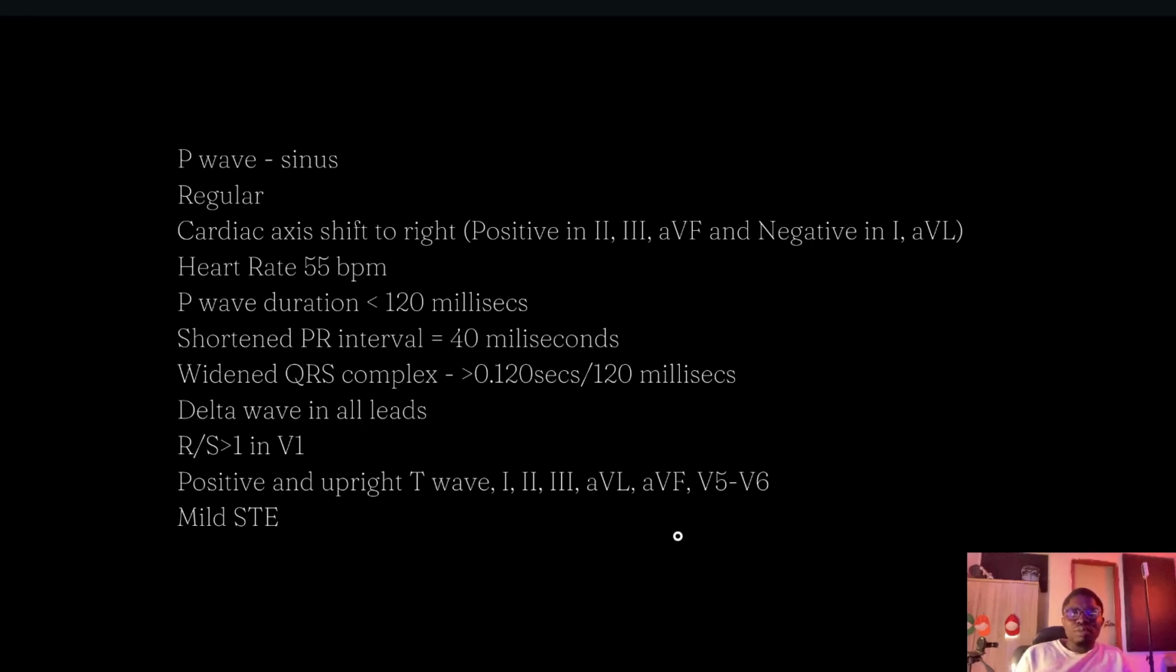And then R wave greater than S wave. Sorry, the ratio of R wave to S wave greater than 1. This just means there's a positive R wave in V1. Wolf Parkinson White syndrome type 1. That's the full ECG diagnosis.